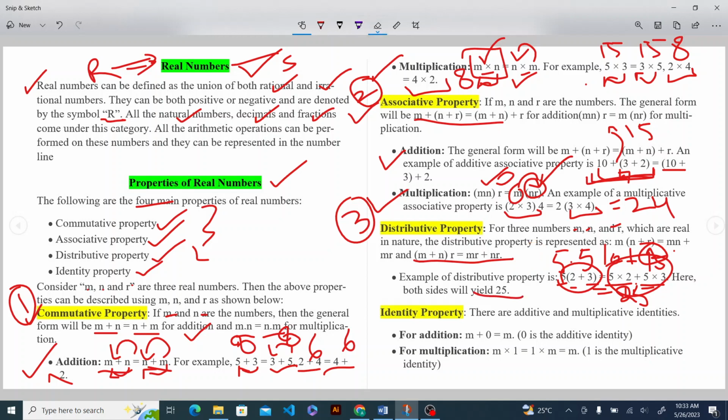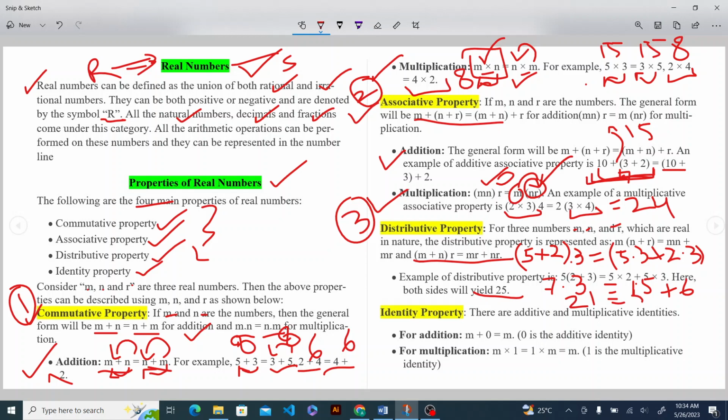You may want to do it with the second way, so let me do it for you. The second way is m plus n into r. So m was 5, plus 2 into 3 is equal to mr plus nr, meaning 5 into 3 plus 2 into 3. They will produce what? 5 plus 2 is 7. 7 into 3 is equal to 5 times 3 is 15 plus 2 times 3 is 6, and 7 times 3 is 21, 15 plus 6 is 21. So they both are producing the same value, 21 and 21.